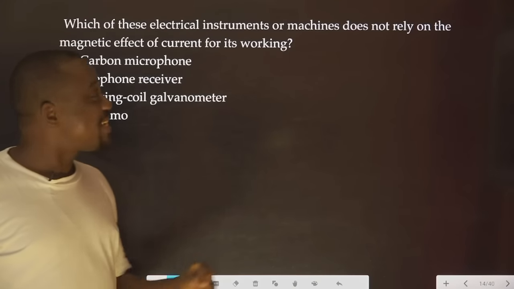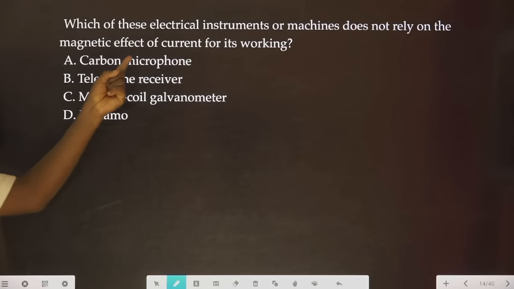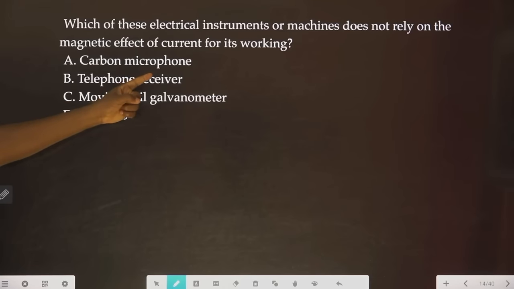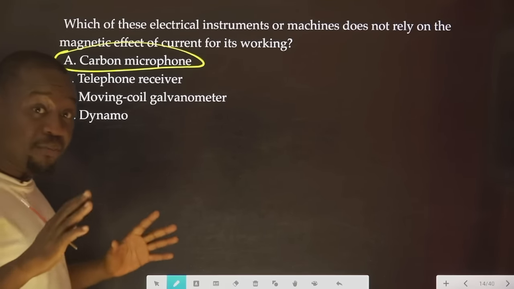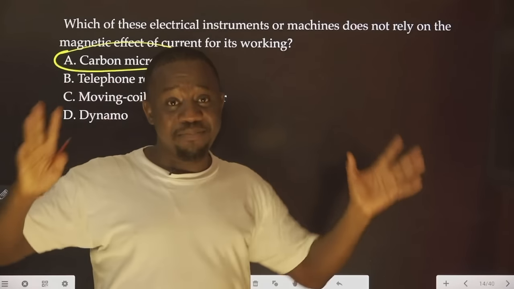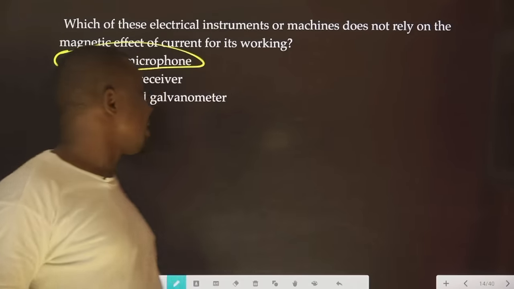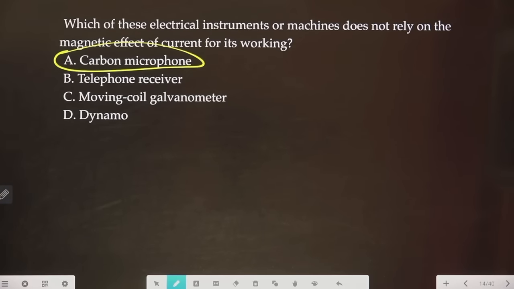Let's look at this. It says, which of these electrical instruments or machines does not rely on the magnetic effect of current for its working? This is something you should know without wasting time. It is the carbon microphone. Which principle does it use? It works on the principle of variable resistance that is affected by sound pressure. Okay? That is variable resistance affected by sound pressure.